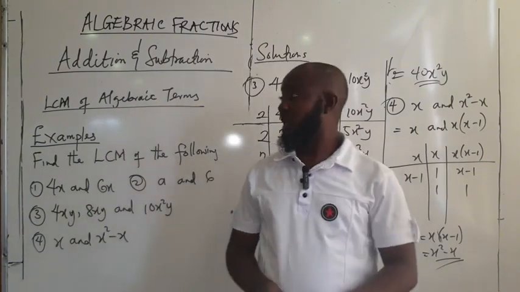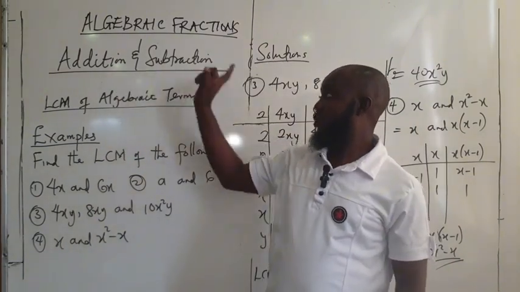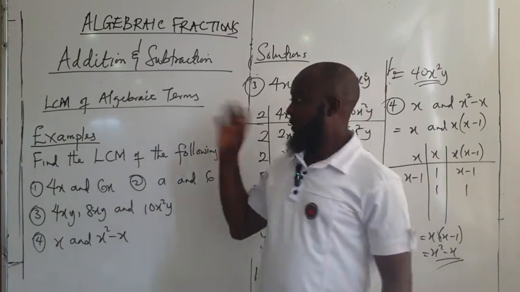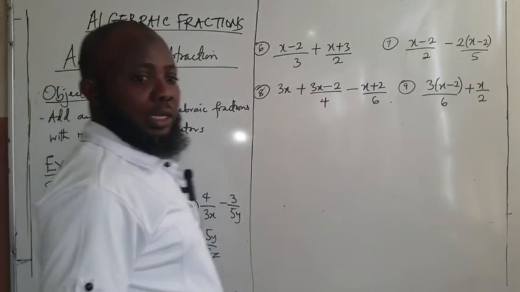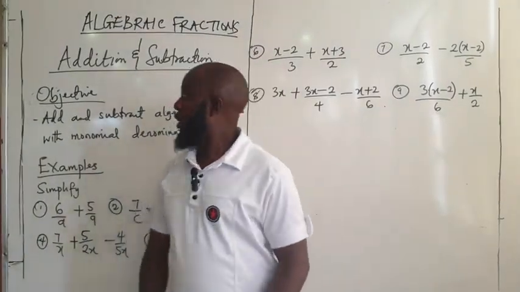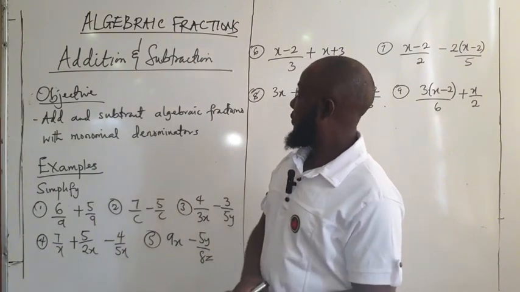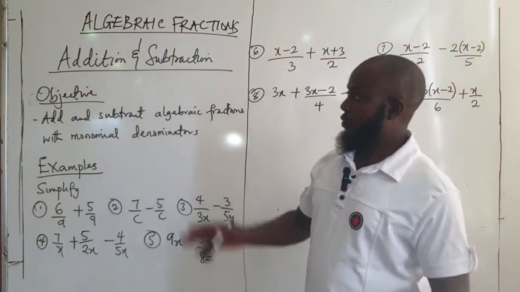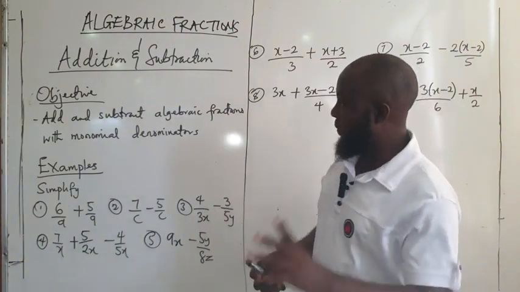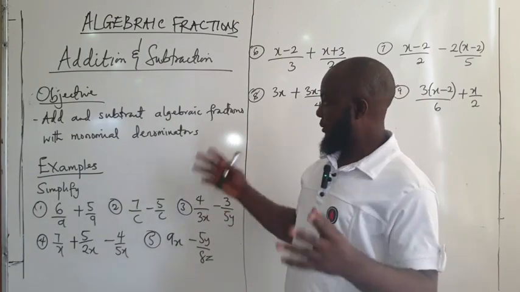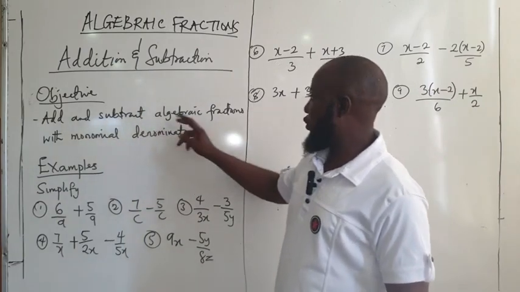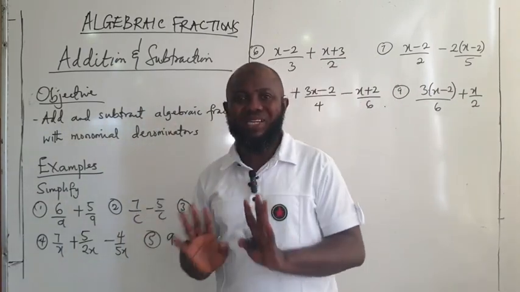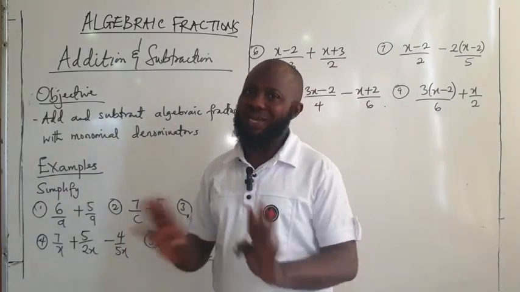So we are now going to move into addition and subtraction of algebraic terms. So we've learned this. The next one is to learn addition and subtraction. Let's look at that. All right. Addition and subtraction of algebraic fractions. Now, we have just one objective here. We want to add and subtract algebraic fractions with monomial denominators. That is what we're looking at.